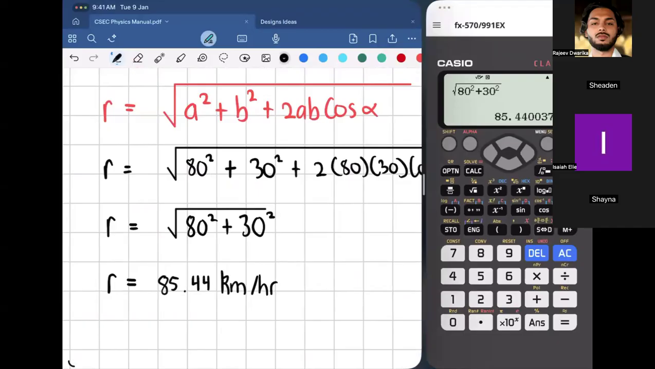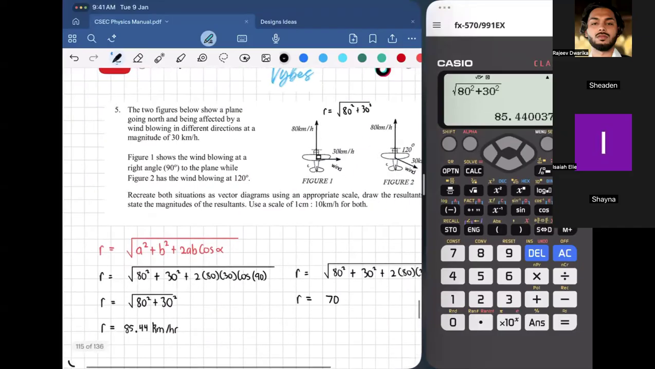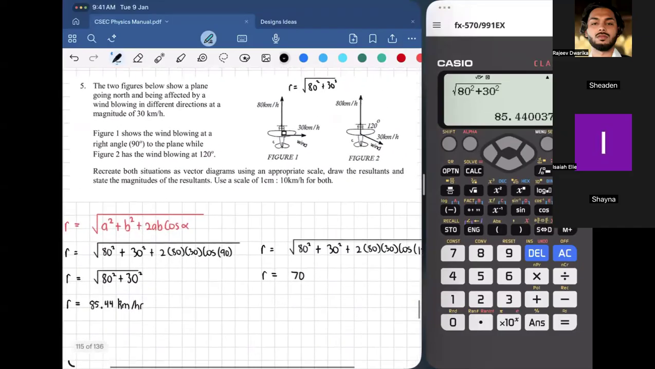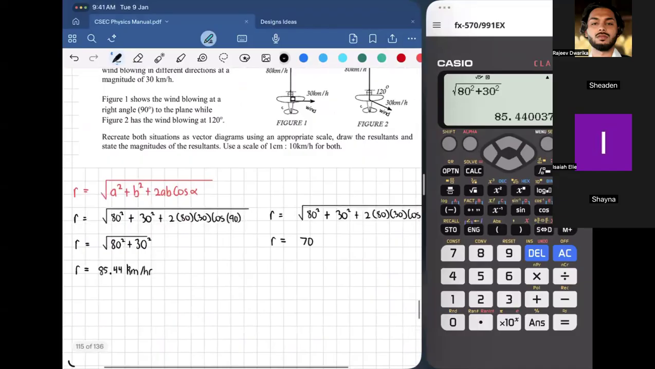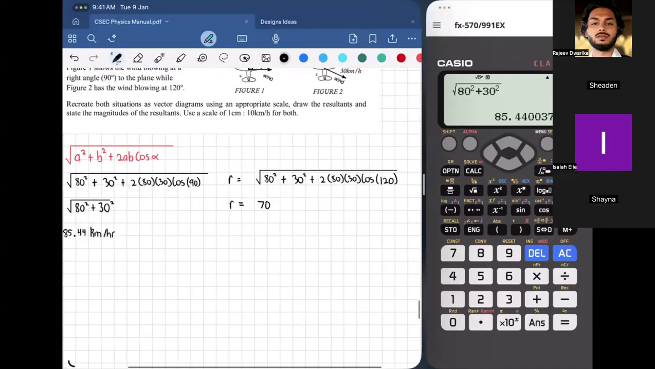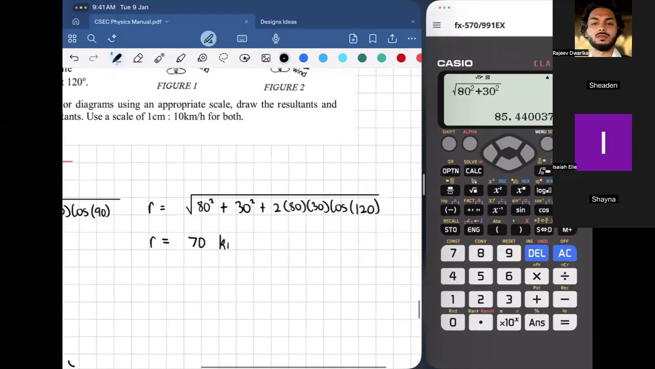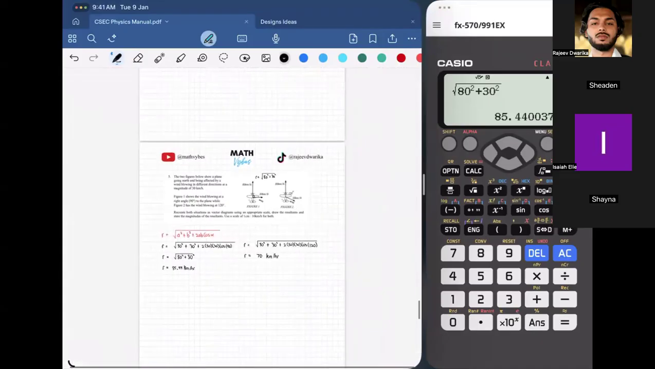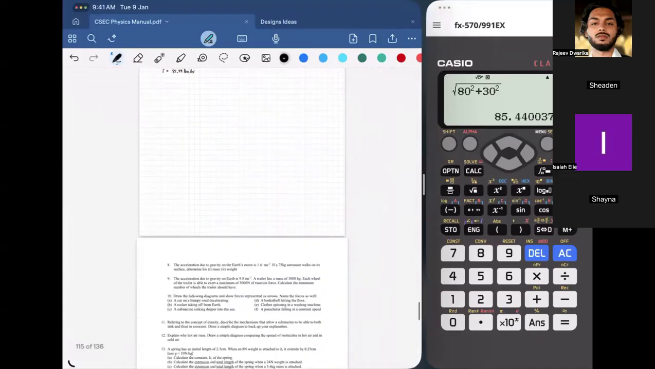They never specified if to round it off to three significant figures or two decimal places, so I'll just do two decimal places. All right, and for the other one, are you getting 70? Yes, sir. Cool. Yeah, let's move on. Right.